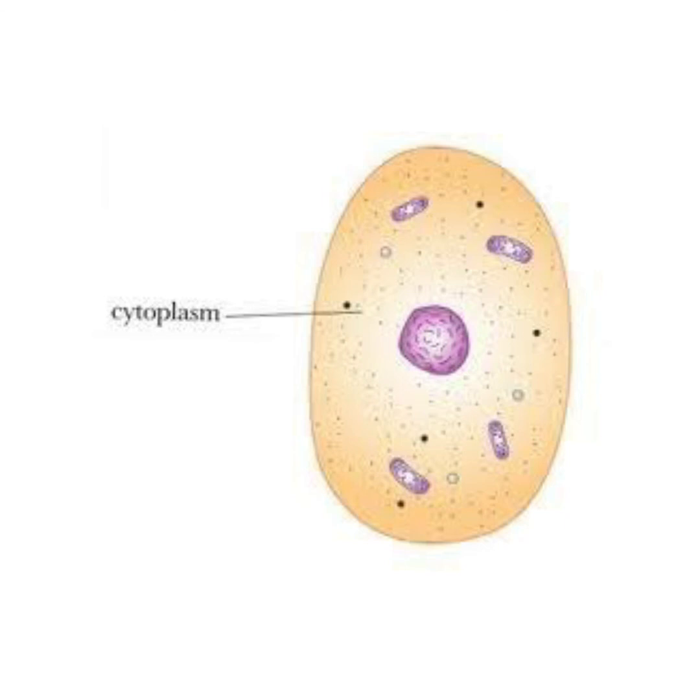Cytoplasm. Cytoplasm is the fluid content inside the plasma membrane. The part of the cell which occurs between the plasma membrane and nuclear membrane is called the cytoplasm. Cell organelles are embedded in the cytoplasm.